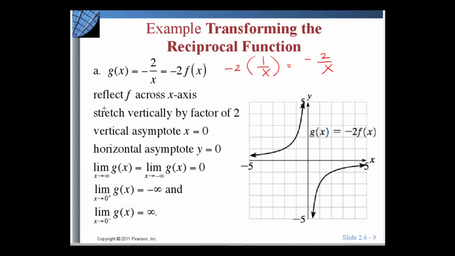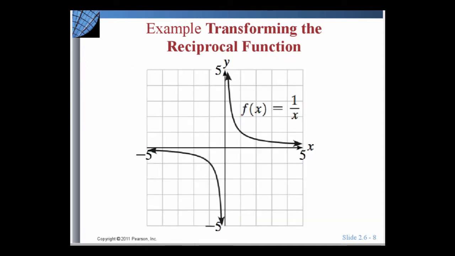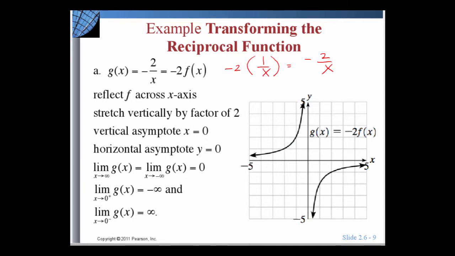Since we're multiplying by a negative value, we're going to reflect f across the x-axis. And the 2 tells us that we're going to stretch vertically by a factor of 2. So that would generate this graph. If you compare these two graphs, there's a reflection across the x-axis and some vertical stretching. There's still a vertical asymptote at x equals 0 and still a horizontal asymptote at y equals 0, so those did not change, because the function is not defined at x equals 0. That gives us our vertical asymptote.